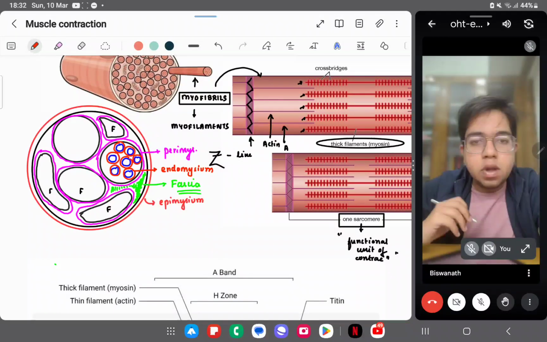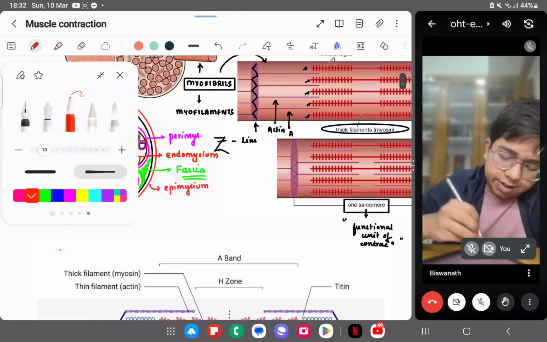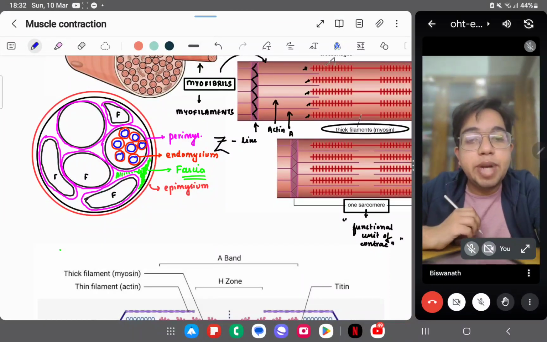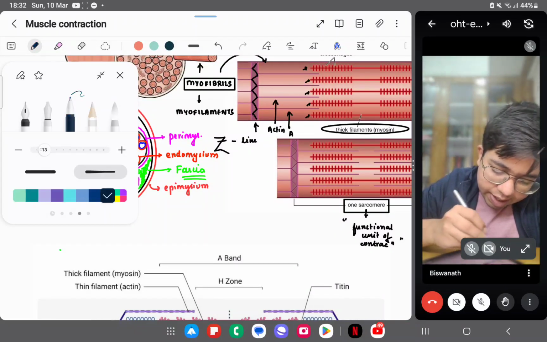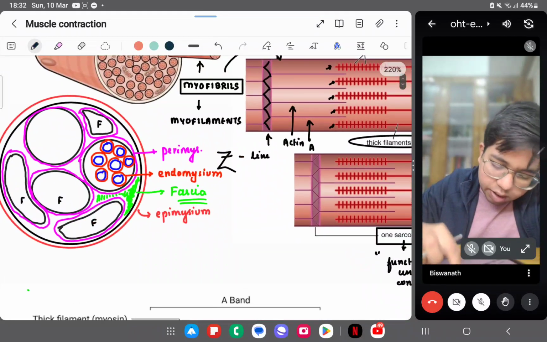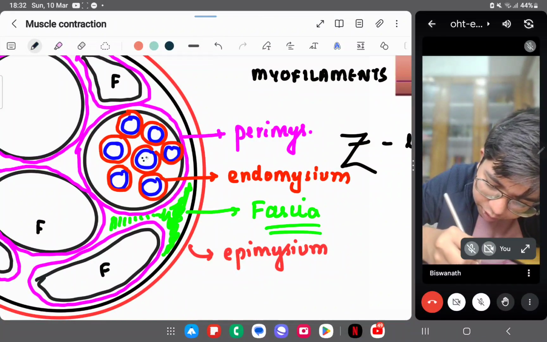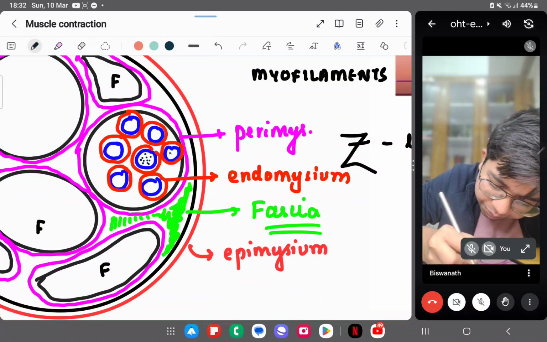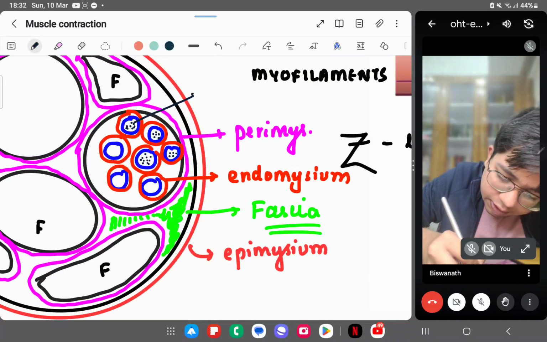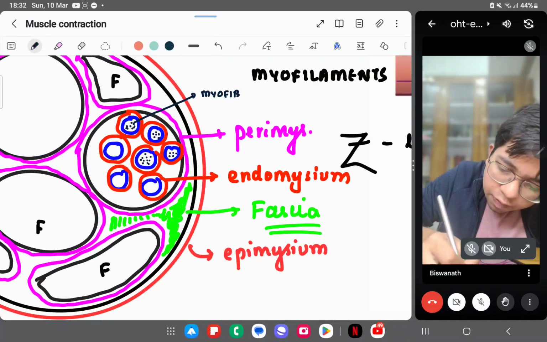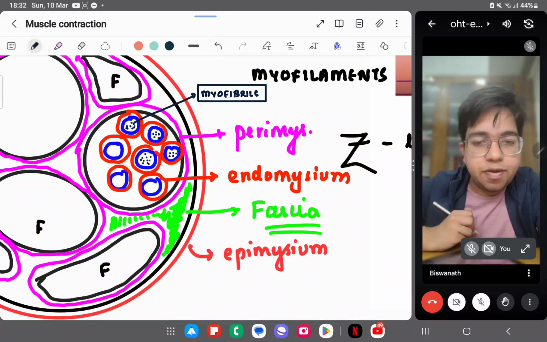Okay. So if you understood this, let's move ahead. And what I said is a muscle fiber. A muscle fiber is made up of your myofibrils. So there must be myofibrils inside them as well. So if this is a muscle fiber, there must be small myofibrils here. What are these? These are your myofibrils.